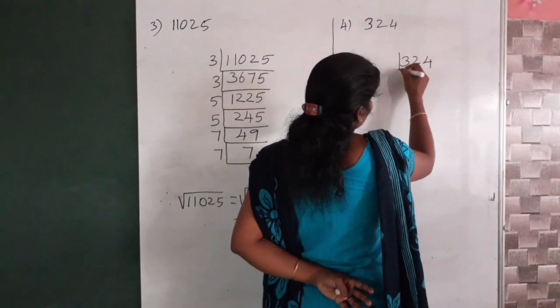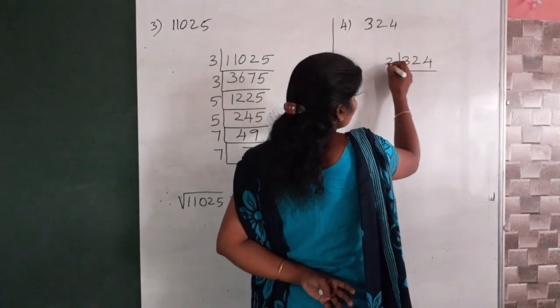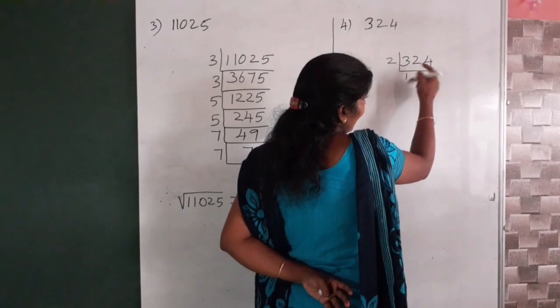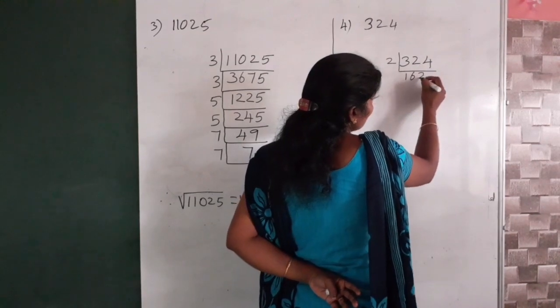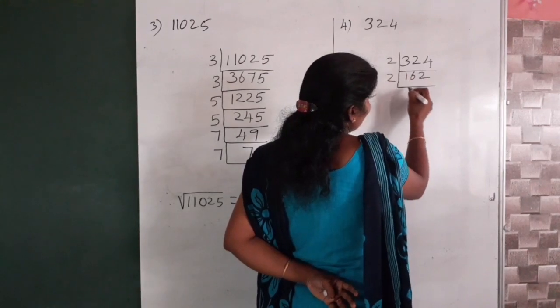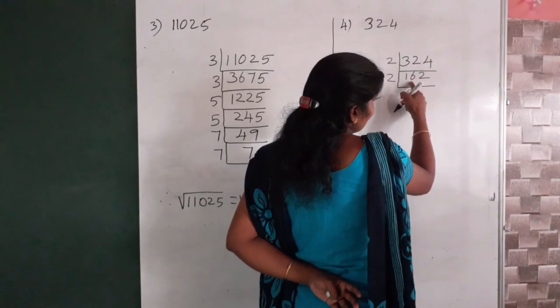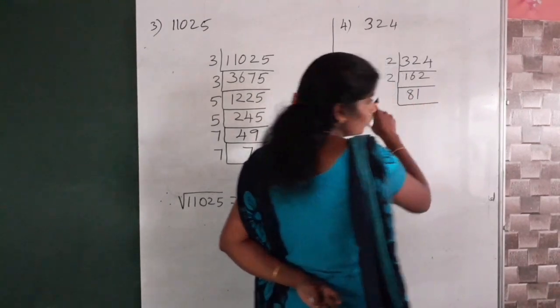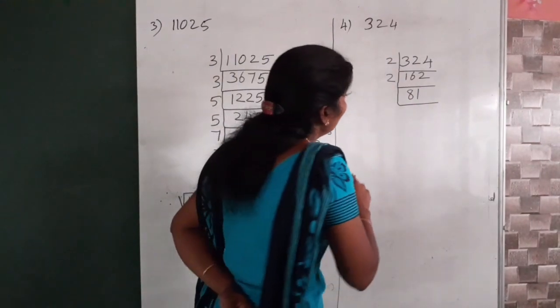324. This is 2 table. 1 2 is 2. 1 balance 12. 6 2s are 12. 2 2s are 4. Now again 2 table. 8 2s are 16. Then 1 2 is 2. Now 81 is not in 2 table. So we can take 3 table.